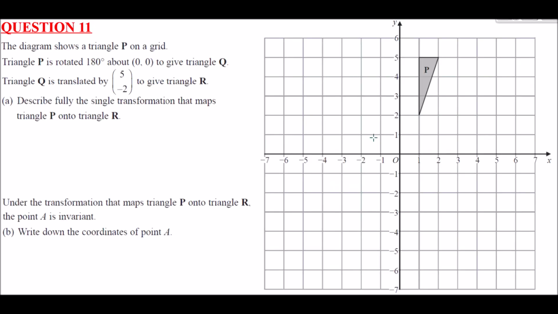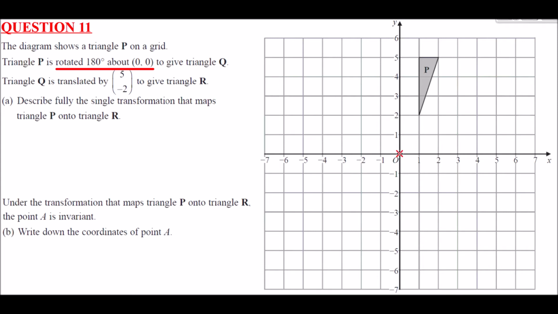Question 11. So this is one about transformations. So we've got a diagram showing triangle P on a grid, as you can see. Now it's going to be rotated 180 degrees about 0, 0 to give triangle Q. So 0, 0 is going to be there, so that's going to be our centre of rotation. We also need some tracing paper in a moment. So first of all, we're going to label our centre of rotation or mark it.